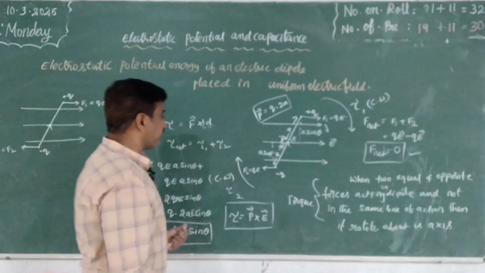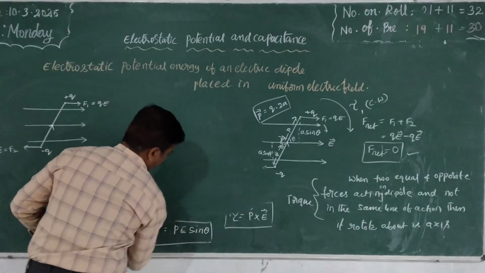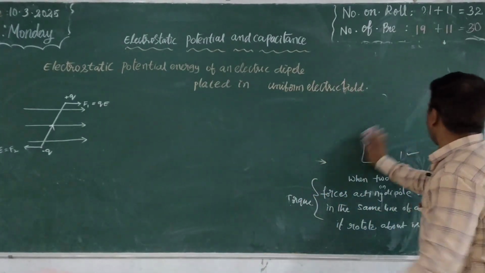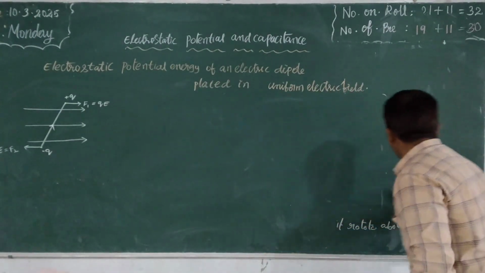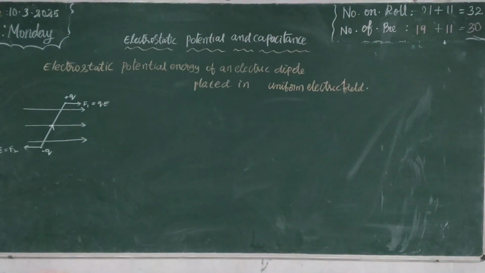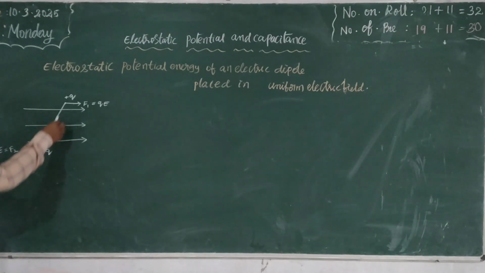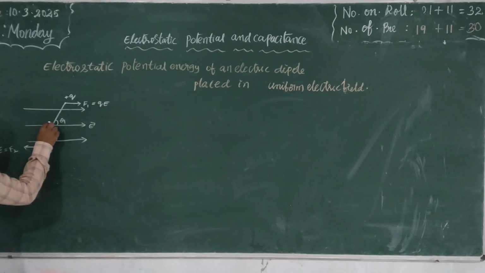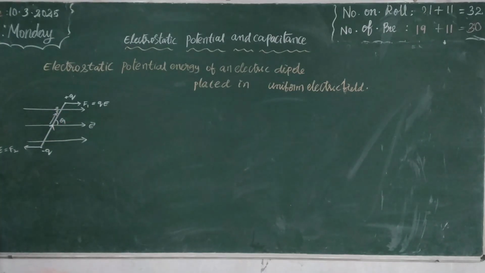Now we discuss the actual concept: the electrostatic potential energy of an electric dipole when it is placed in the external uniform electric field. For that, first the dipole is making an angle theta 1 with the electric field. This is the electric dipole moment, P. The angle between the electric field and the electric dipole moment is theta 1.